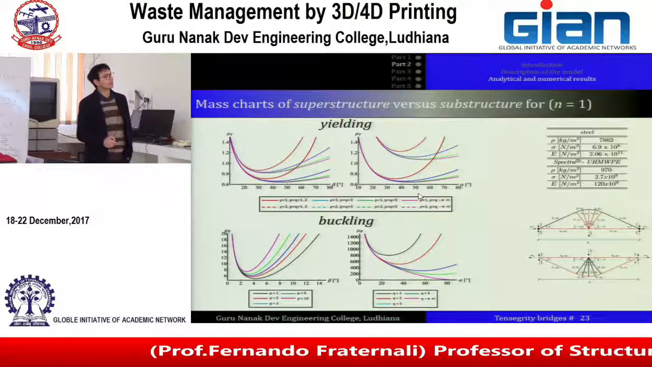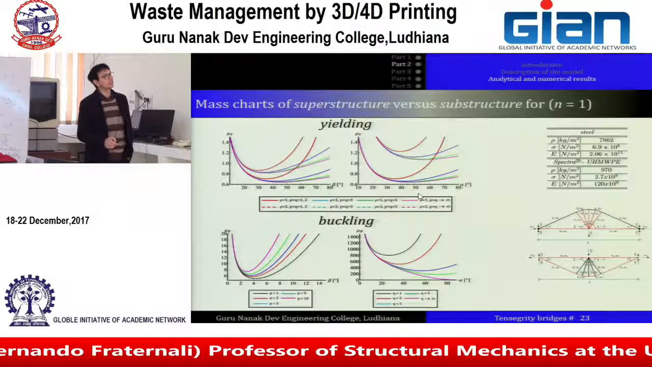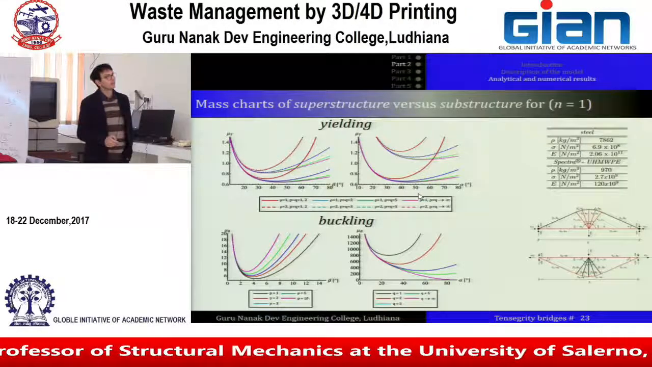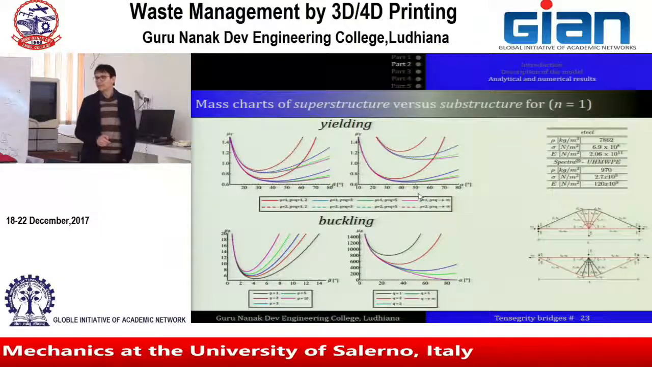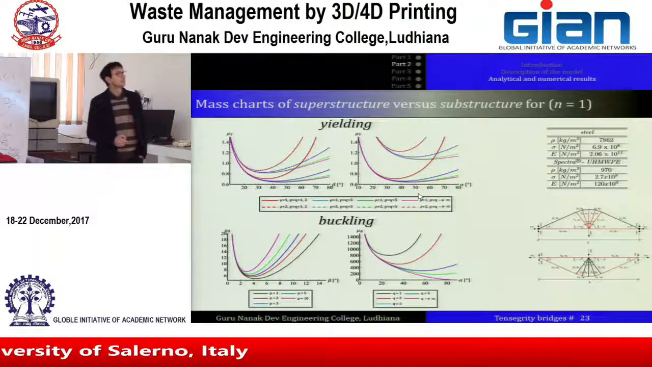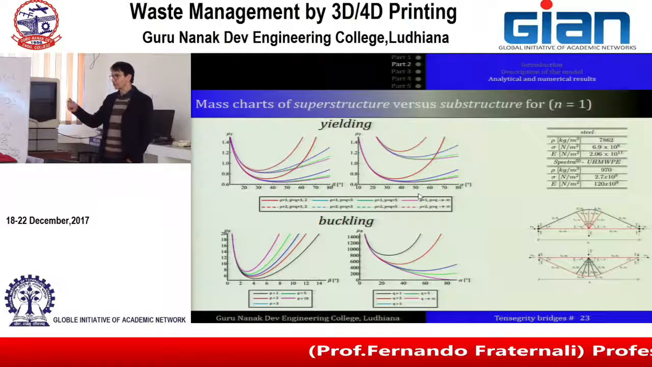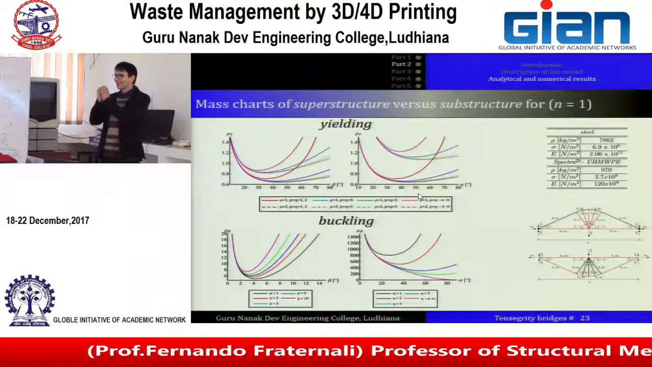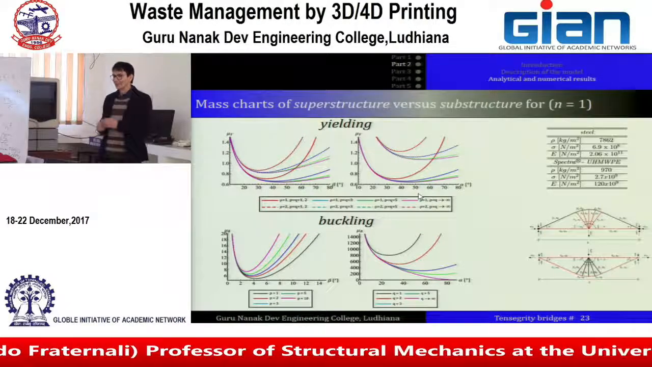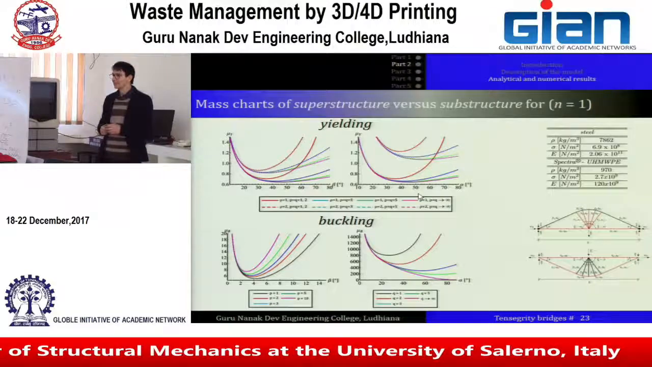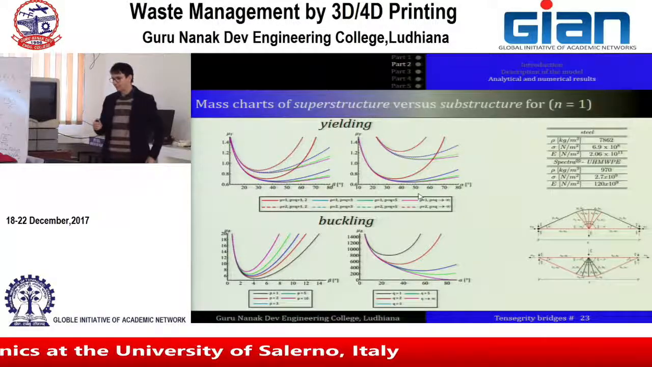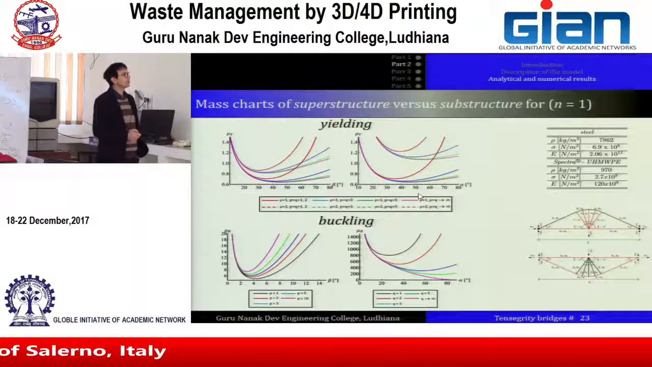And then you can get numerical. We have assumed a steel for the compressive members and Spectra, which is a fiber used for fishing devices, as the tensile members. And you have the design for yielding and buckling.